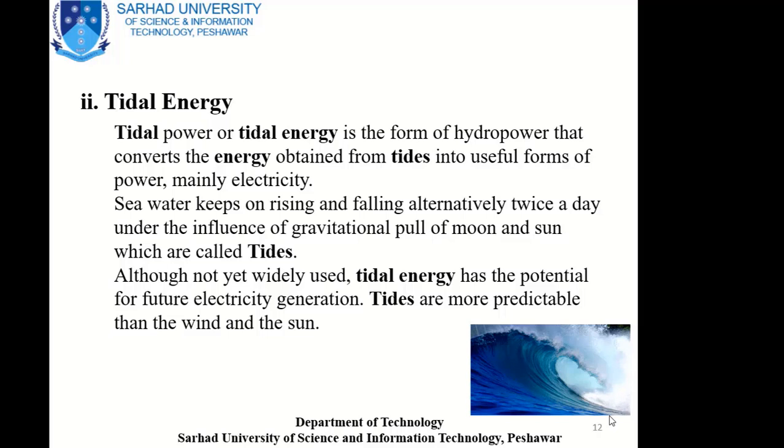Seawater keeps on rising and falling alternately twice a day, under the influence of the gravitational pull of the moon and sun, which are called tides. There is actually a gravitational pull between the moon and the sun, due to which the tides are created in oceans, and we utilize that tidal energy for obtaining electricity.